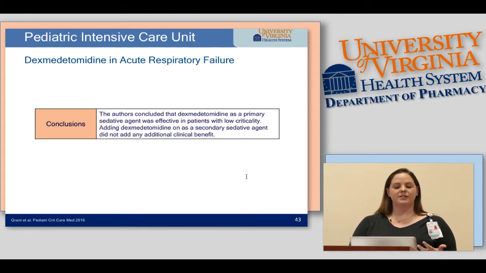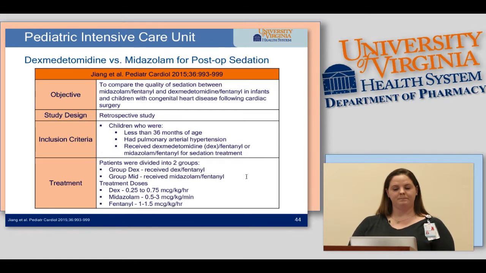The results of this study showed that dexmedetomidine as a primary sedative agent wasn't effective in patients with low criticality, and adding dexmedetomidine as a secondary sedative agent did not add any additional clinical benefit. Now looking at dexmedetomidine versus midazolam, this was another study that looked at dexmedetomidine for post-operative sedation.